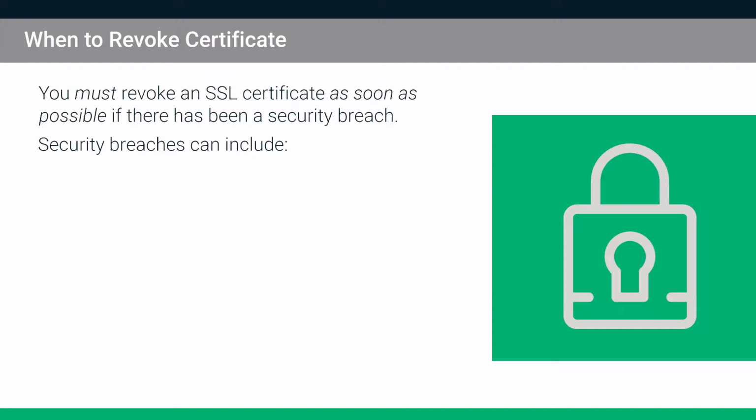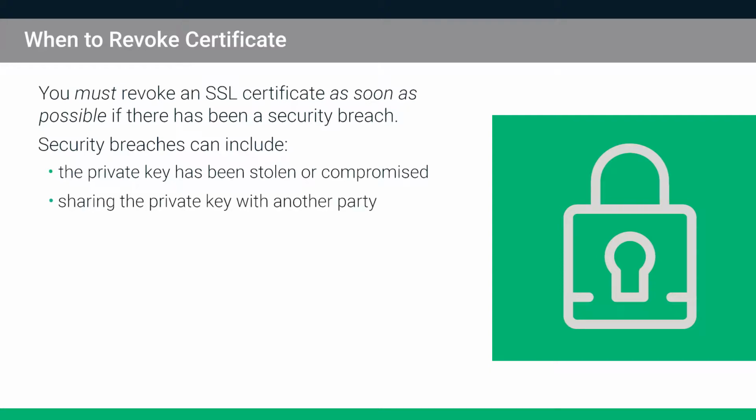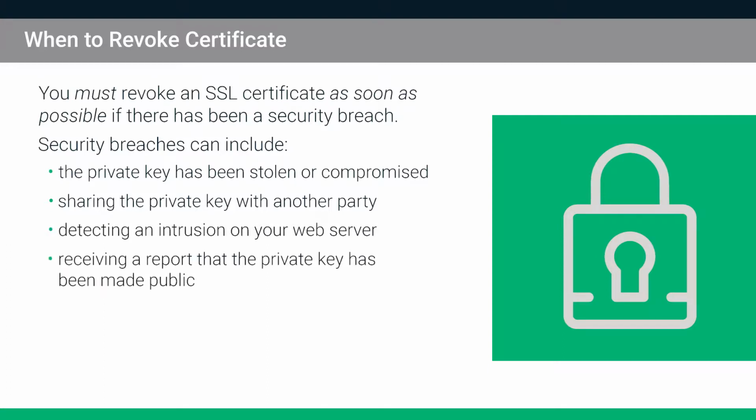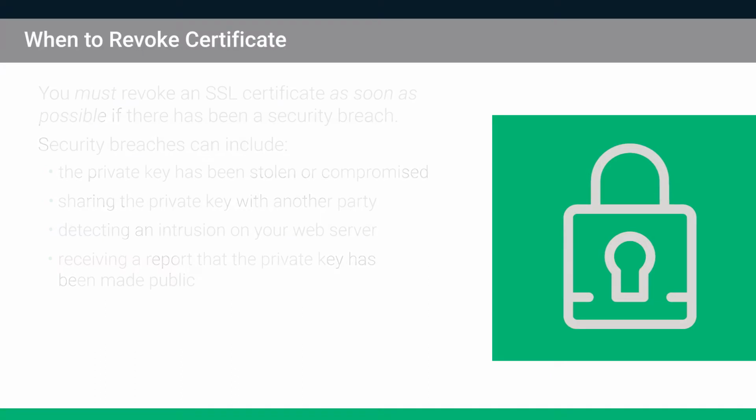Security breaches come in many forms and can include learning that the private key on your server has been stolen or compromised, accidentally sharing the private key instead of the public key with another party, detecting an intrusion on your web server from an outside source, or receiving a report that the private key has been made public online.